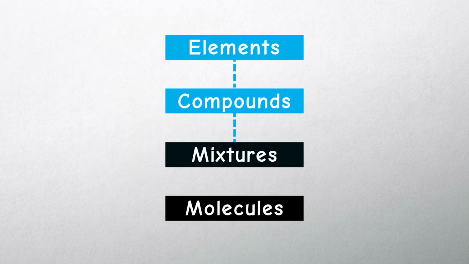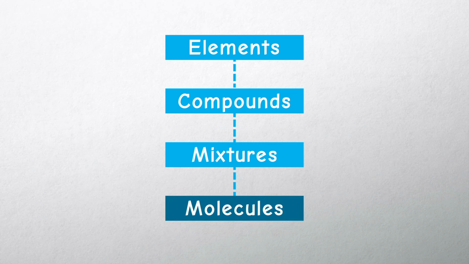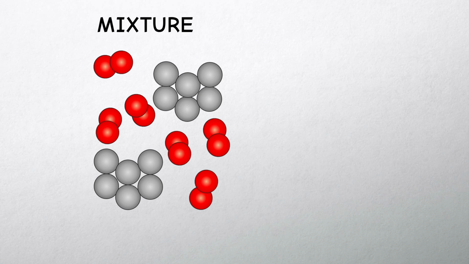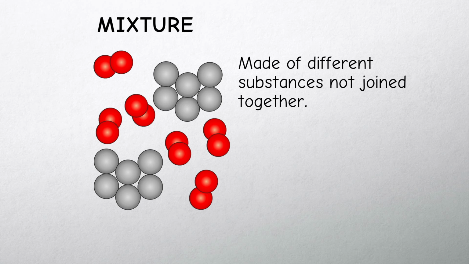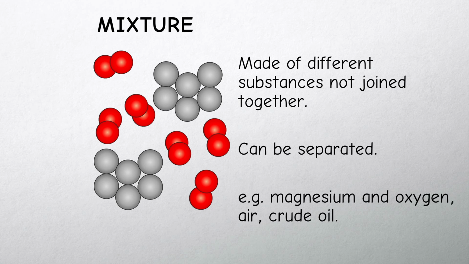The other terms you need to know are mixtures and molecules. A mixture is made of different substances that are not all joined together. Mixtures can also be physically separated using techniques like filtration, crystallisation, distillation, or even chromatography. If you want to learn more about these separation techniques, there's a link to this video in the description below.